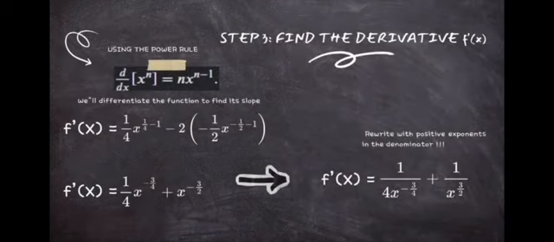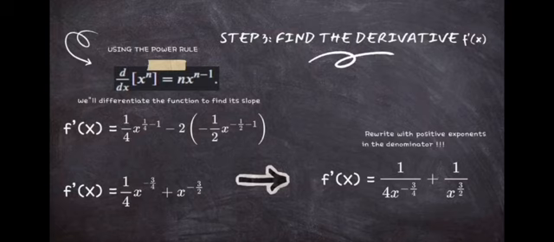Step 3 is to find the derivative f prime of x. Using the power rule, we'll differentiate the function to find its slope. When we apply the power rule, we get f prime of x equals 1/4 x to the power of 1/4 minus 1, minus 2 times negative 1/2 x to the power of negative 1/2 minus 1. And by simplifying this, f prime of x equals 1/4 x to the power of negative 3/4 plus x to the power of negative 3/2.